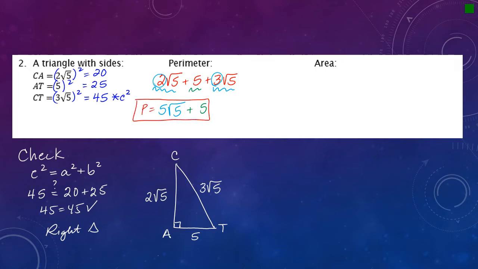As far as area goes, the formula for the area of a triangle is 1/2 base times height. So if we go back down to our picture of the triangle at the bottom here, in a right triangle, the two legs of the triangle, so the ones that are not the hypotenuse, can be your base and height. So I like to use the bottom one as base and the side as the height. So when I plug these in, it would be 1/2, the base is 5, and the height is 2 square root 5.